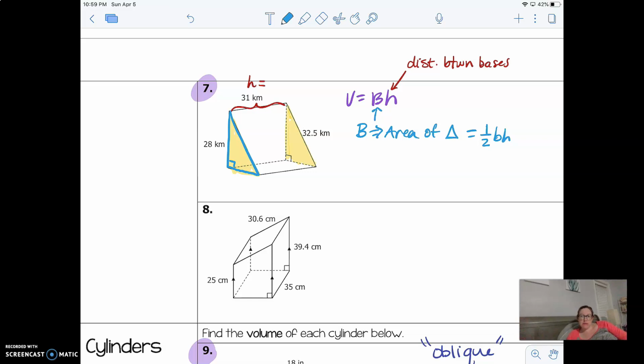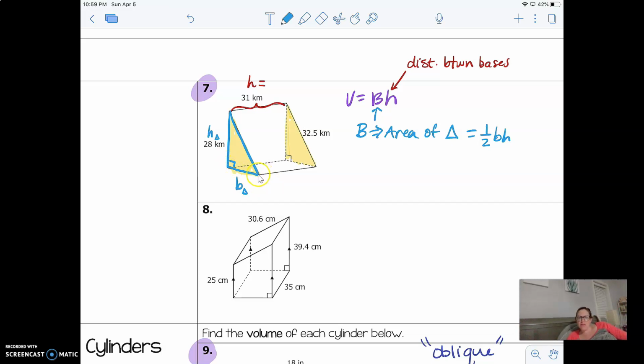Okay, this means base of the triangle, so that would be this right here, and height of the triangle, which would be this right here. So it looks confusing, right? Because you have two different heights. This is height of the prism, that's distance between the bases. This is height of the triangle. So I'm going to put H triangle, and let's put B triangle down here so we aren't confused, okay? Base of the triangle.